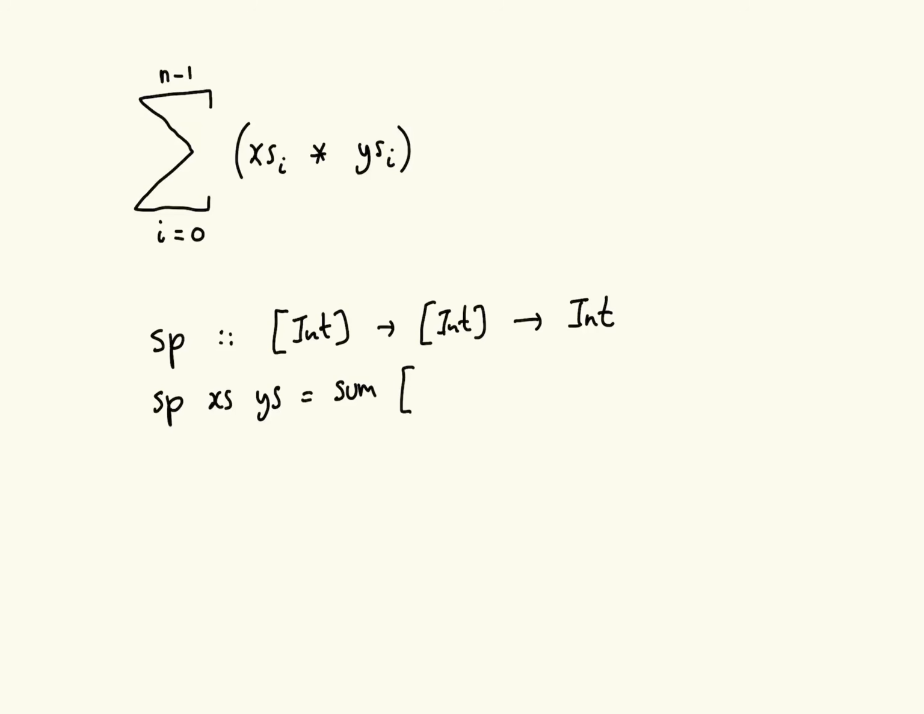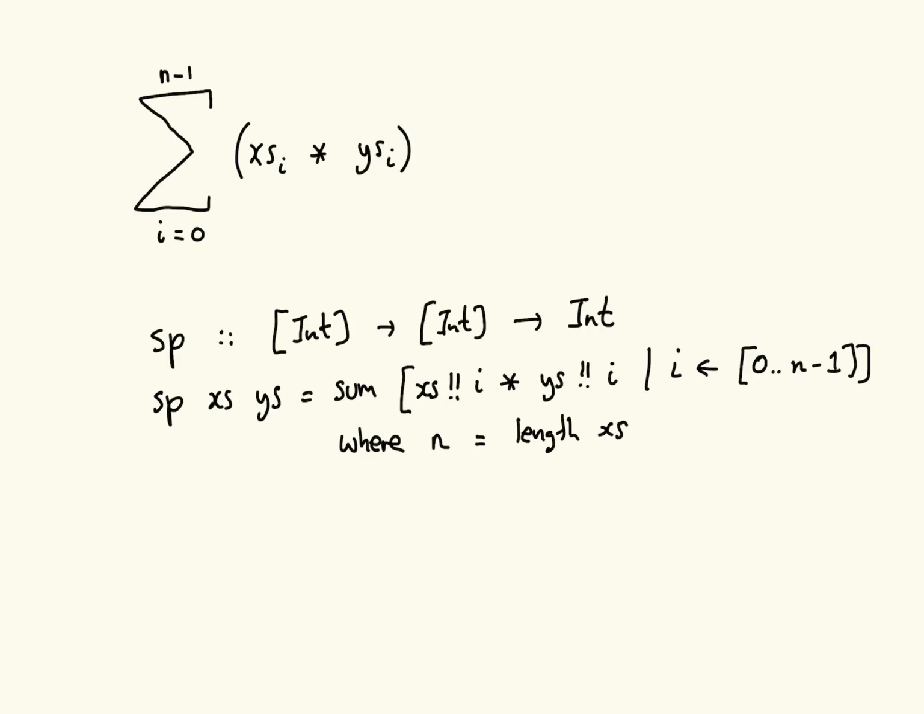So we could say the scalar product of two lists x's and y's is going to be the sum, and then inside we're just going to index into the two lists. So we take x's, index in at position i, times y's, index in at position i. And then where do we get the indices from? Well, the indices we can draw from the list 0 up to n minus 1. Okay, so the only thing we need to think now is what is n? Well, n, we could have a little where here just so it fits on the line, where n equals the length of x's. And we're assuming here that the two lists have the same length.